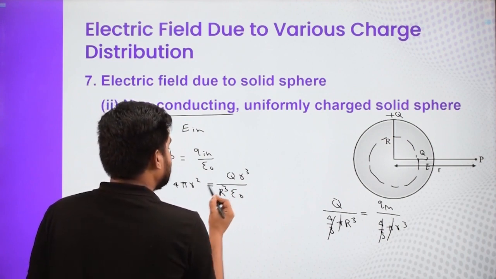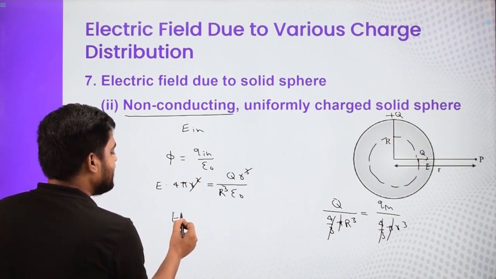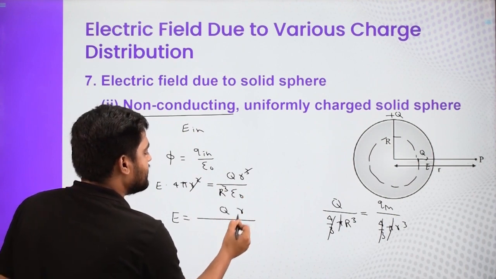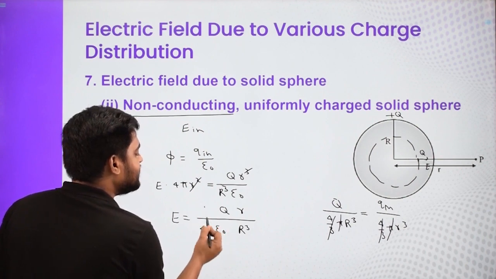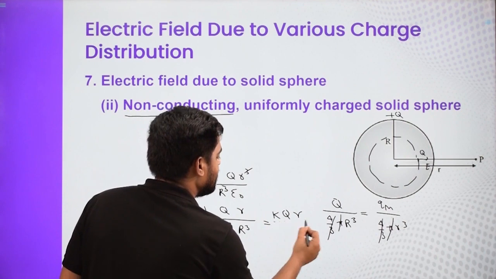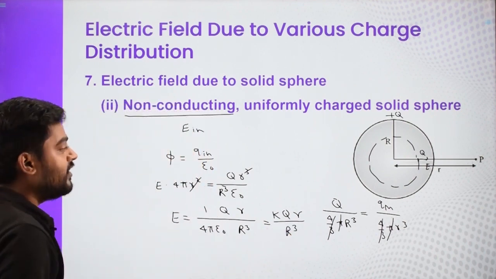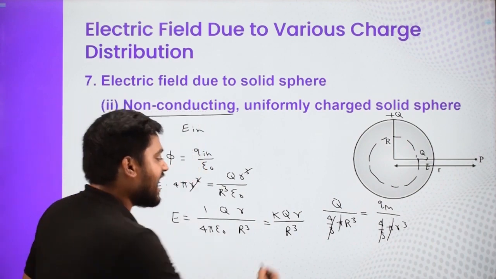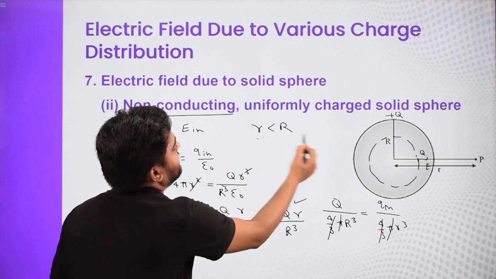So you can cancel this R square with R square from over here. 4 pi goes there, and we get E is equal to this Q R cube and 4 pi epsilon naught. And this 1 upon 4 pi epsilon naught is K. So we get KQR by R cube. And this is going to be the formula for electric field, which is electric field for a point which is lying at R distance from the center, given that R is less than the radius.